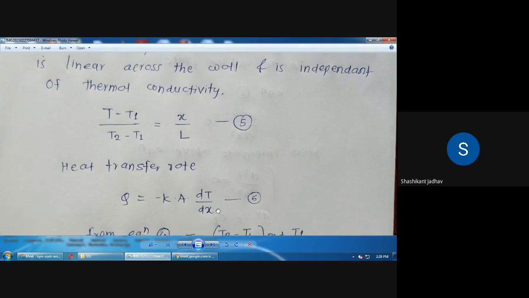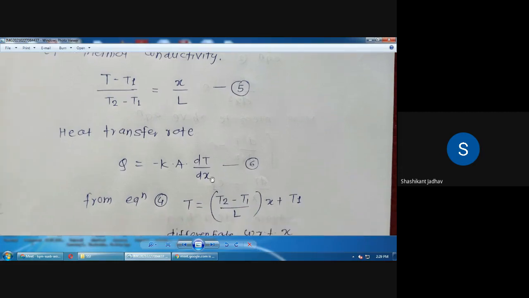So in this case we have to put in the value of dT by dx. From equation 4, T is equal to (T2 minus T1) divided by L, into x, plus T1. We need the value of dT by dx, so we have to take the derivative of equation number 4. Equation number 4 क्या है? T is equal to (T2 minus T1) divided by L, into x, plus T1. We take the derivative of this, then we get the value of dT by dx, and put that value into equation number 6. From that we get the value of Q, that is the heat transfer rate.